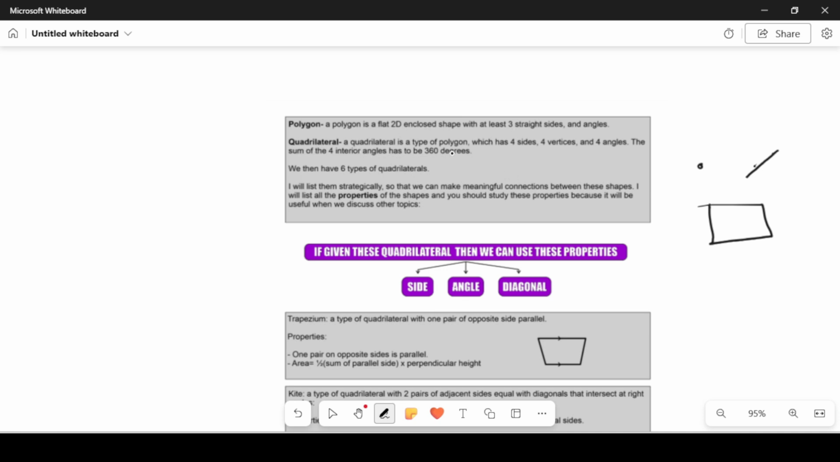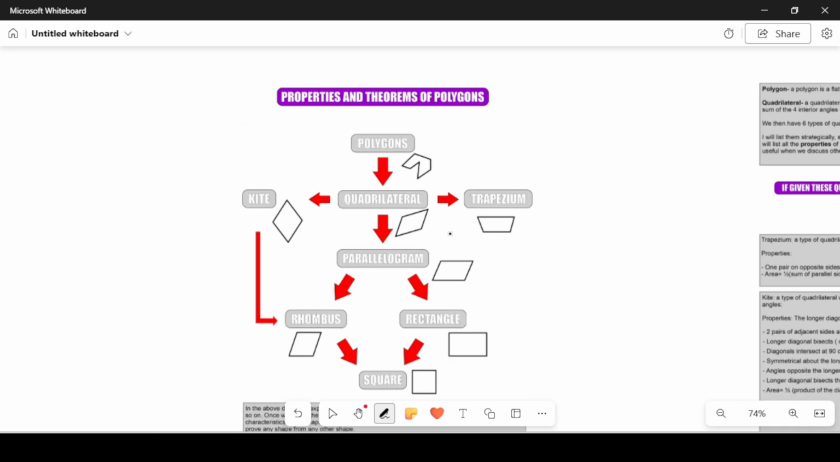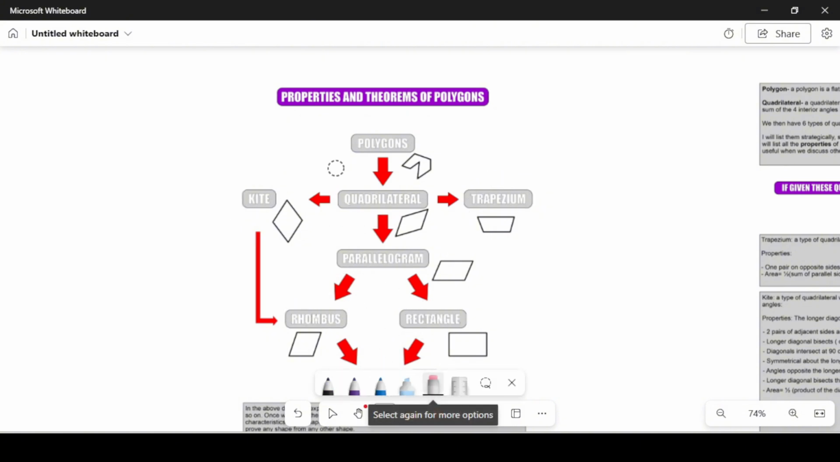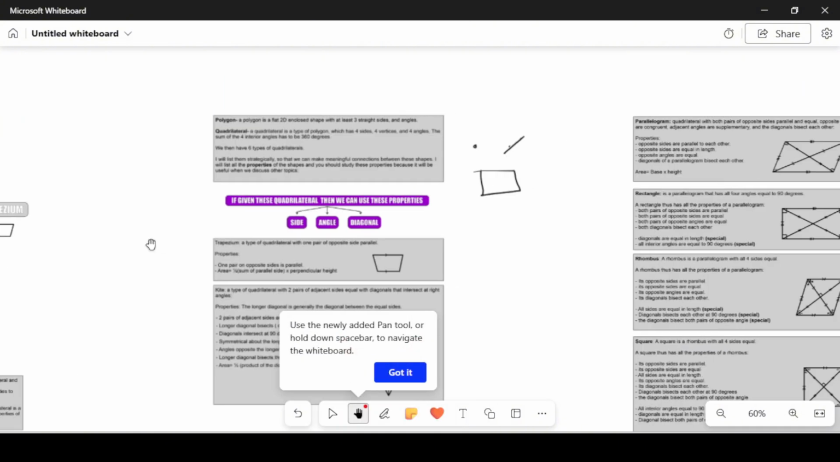Quadrilaterals. A quadrilateral is a type of polygon which has 4 sides, 4 vertices, and 4 angles. The sum of the 4 interior angles has to be 360 degrees. So that's the basic definition of a quadrilateral. We then have 6 types of quadrilaterals. So exactly as I mentioned, from the quadrilateral, these 1, 2, 3, 4, 5, 6 shapes are born. Okay, so this is why understanding how they are born and where they come from is so important.